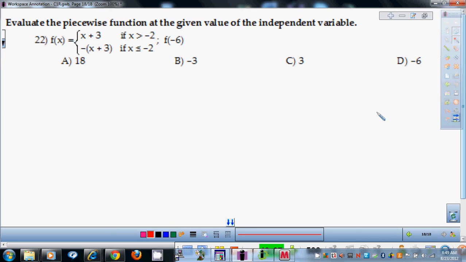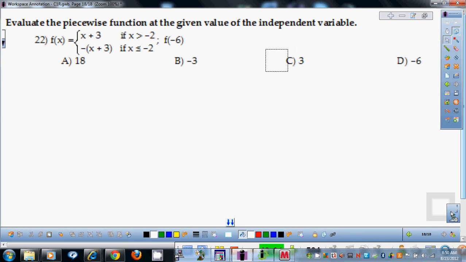Karen, you stepping up? What do you think? Let's see. And the answer. Okay, you know what? I'm just going to do this one with the mouse. Plugging in negative 6, which is less than negative 2, so you plug it into the bottom one. Negative 6 plus 3 is negative 3. Minus the negative 3 will make it positive 3. Very good. Very good.